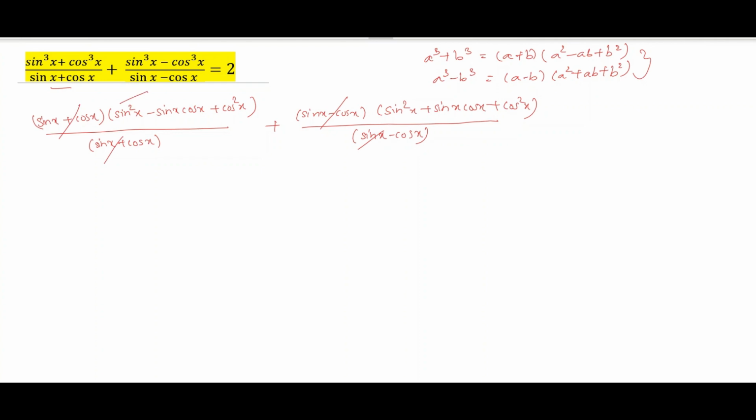Sin square x plus cos square x can be written as 1 and the remaining term minus sin x cos x. Even from here, sin square x plus cos square x is 1. Here plus we have and we'll write it as is. So 1 and then the remaining thing, that is sin x cos x. Now here it is minus sin x cos x plus sin x cos x. So these two will get cancelled out. You have 1 plus 1, that is nothing but 2. This is the RHS we have.